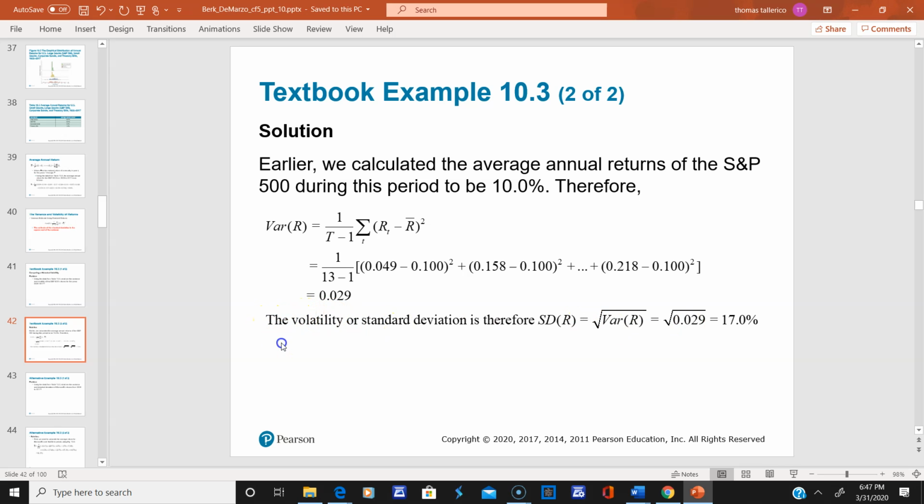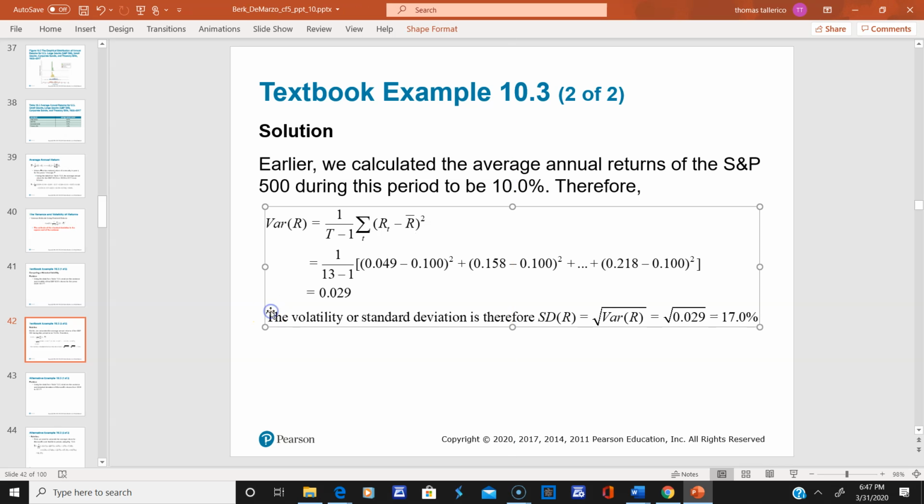And let me see if I can highlight this now. I don't know if it's going to let me. No, I don't think so.